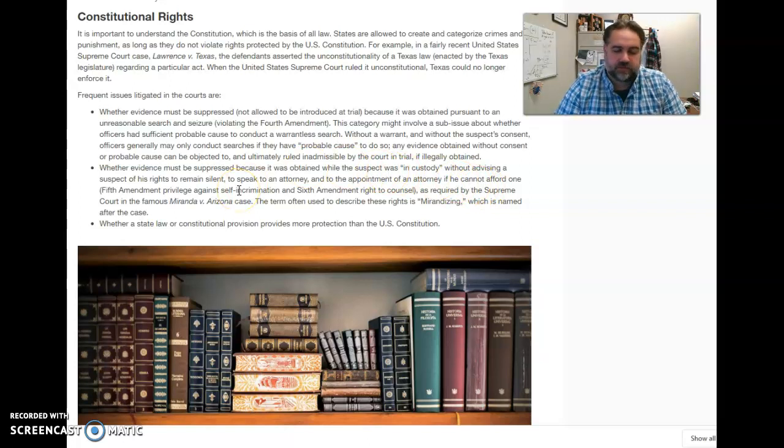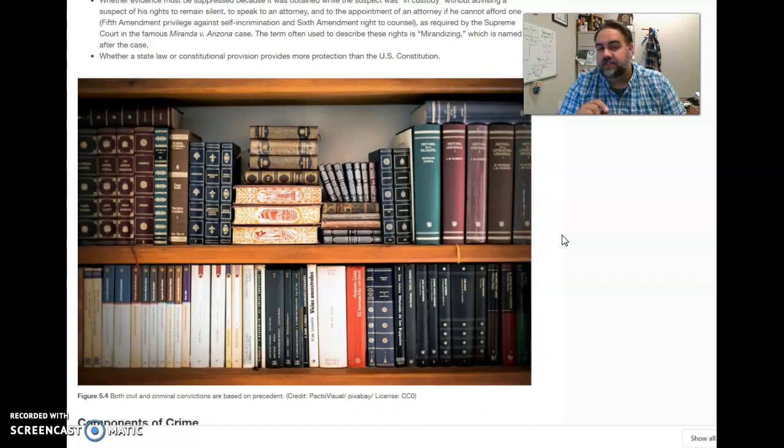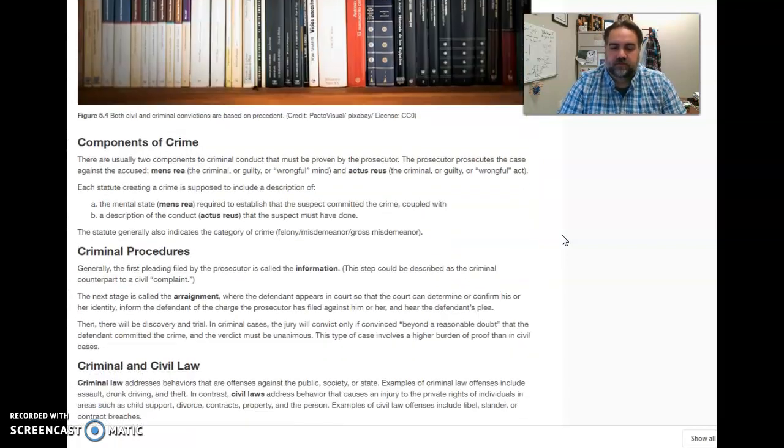So if that comes up, you would think that in our society now law enforcement wants to record the Mirandizing every time, just to have that on the record. Whether a state law or constitutional provision provides for more protection than the U.S. Constitution, looking at states' rights, that is a thing that comes up often.